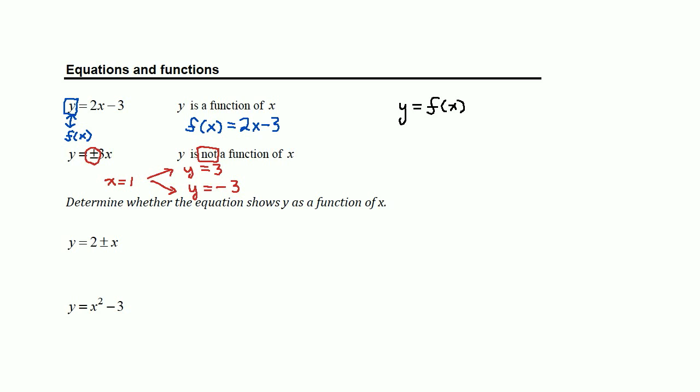So when we're asked to determine whether an equation shows y as a function of x, we're being asked to figure out whether or not the definition of a function is satisfied. Generally, if the equation is solved for y, or can easily be solved for y without the use of a plus or minus symbol, then we would say that it is a function. So this first example we would say no, the second example we would say yes, and what we're looking for is solved for y without the use of a plus or minus symbol.